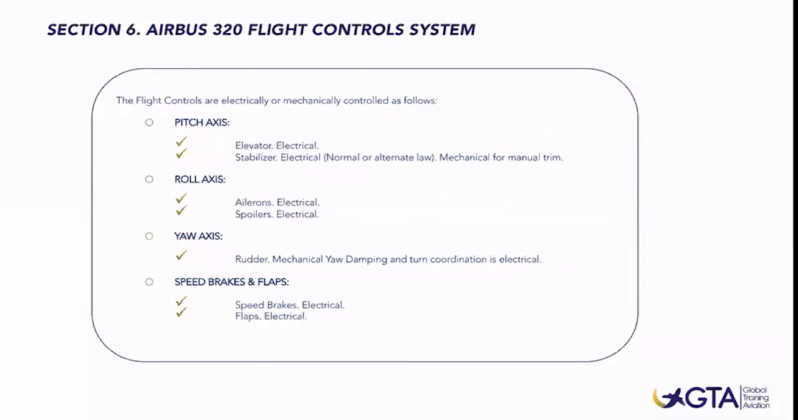Well, the flight controls are electrically or mechanically controlled as follows. On the pitch axis, we have elevator and stabilizer. They are both electrical. On the roll axis, we have ailerons and spoilers. They are both electrical as well. On the yaw axis, we have a rudder, which is mechanical, while yaw damping and turn coordination are electrical. And we have as well the speed brakes and flaps. They are both electrical.